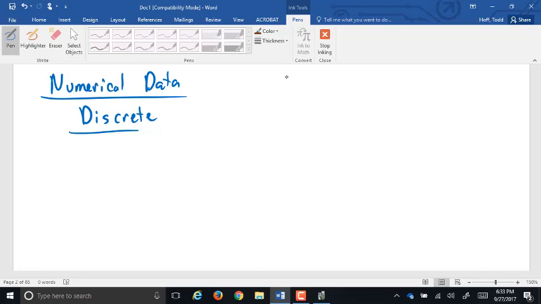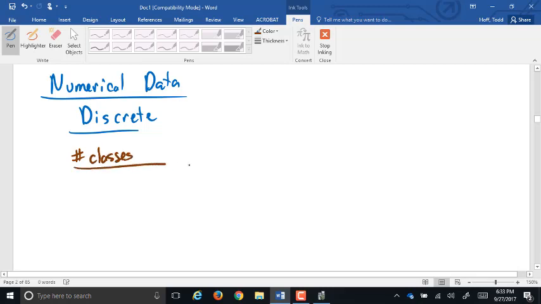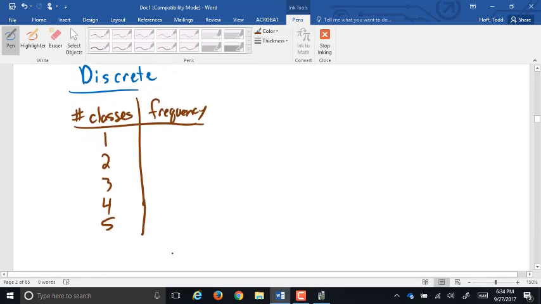For example, we might do a survey of students of number of classes enrolled in right now. And let's say if you have 0 classes, you're not a student, so 0 isn't a possibility. Let's say nobody that we surveyed had more than 5 classes. So because there's only 5 different possibilities, we can list them all out.